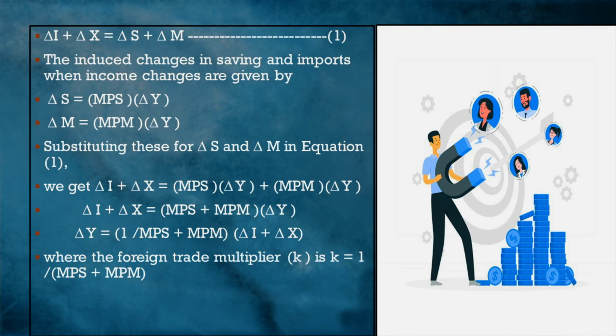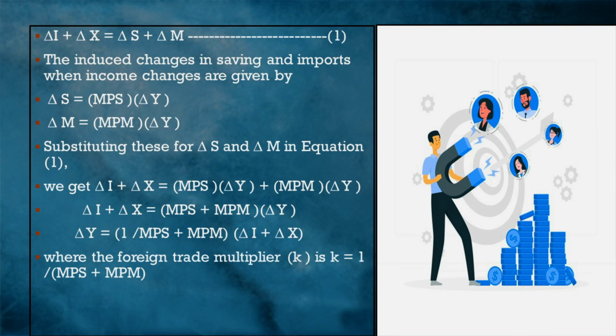So basically it is 1 by MPS plus MPM. These, MPS and MPM, if you recall, are both leakages. So it is 1 by total leakages into the changes in the autonomous component, del I plus del X. And that is what the foreign trade multiplier is.